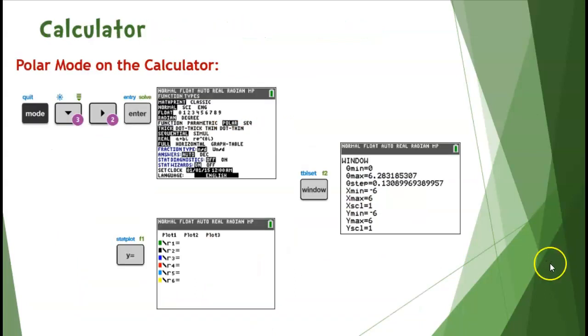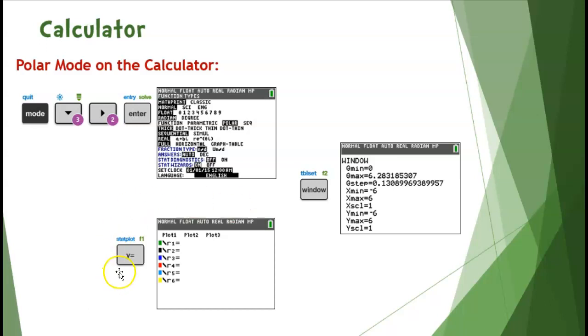When you look at the calculator, it does definitely look different when you're in polar mode. Remember that we normally stay in function mode, but if we want to go to polar mode, we would press the mode button, arrow down 3 times, arrow to the right 2 times until we get all the way over on top of the word polar, and then we would hit enter.